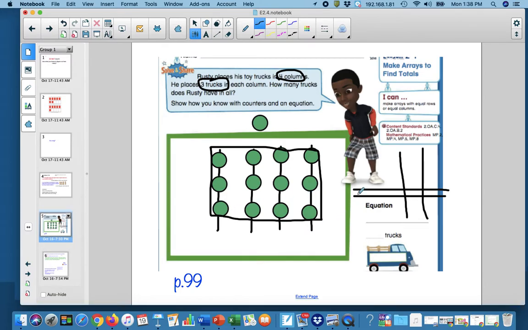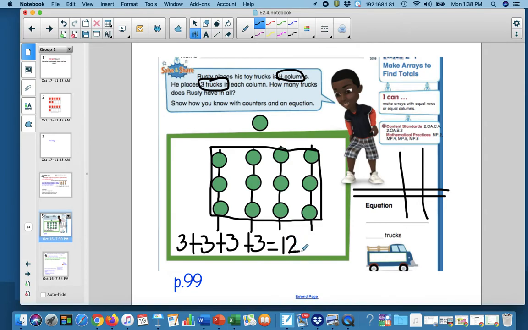So now I'm going to write a repeated addition sentence. So I can write 3 plus 3 plus 3 plus 3, and that equals 3, 6, 9, 12.